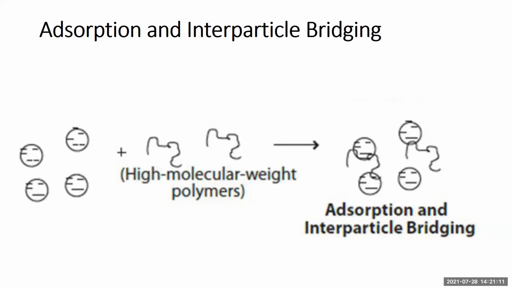Lastly, adsorption and interparticle bridging. This is done with polymers. A high molecular weight polymer with long chains will attach to the surface of a particle. The remaining length of the chain extends out into the solution, thereby increasing its size and its weight, and it will also allow for settling.